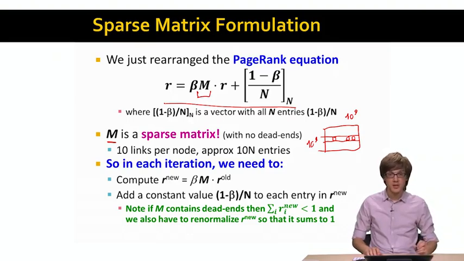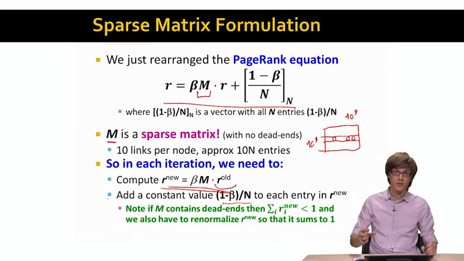So in every iteration of our PageRank equation, all we need to compute is the product of our matrix M with our old rank vector, and then add a constant value to every rank score because of the random jumps. Of course, here I was assuming that our graph M has no dead ends. If our graph has dead ends, the vector R won't sum to 1, so after everything is done, we will have to normalize it back to 1. I'll talk about this a bit more in the next few slides.